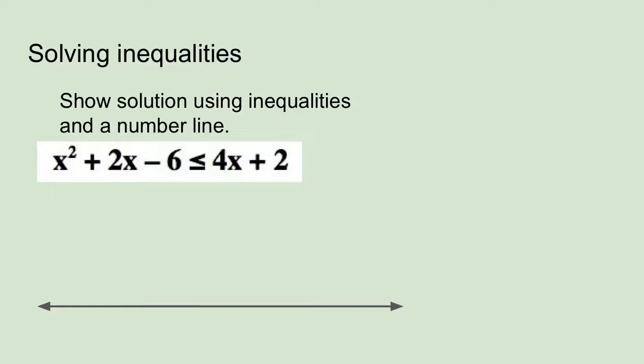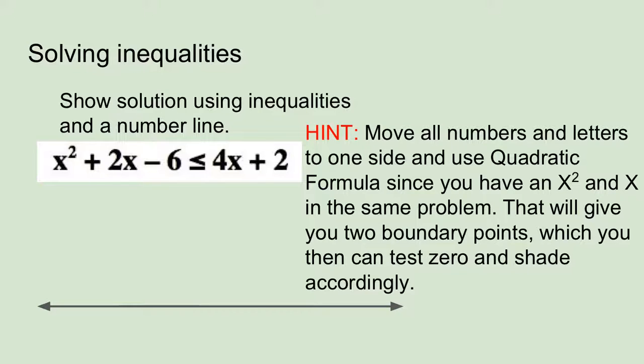Then in this example, solving an inequality where you have more complicated sides. So if we have an x squared and an x on one side, and then we have an x on this side, essentially you've got to remember that if you ever have an x squared and an x in the same problem, then you have to make sure that you move everything over to one side, and then you can use the quadratic formula.